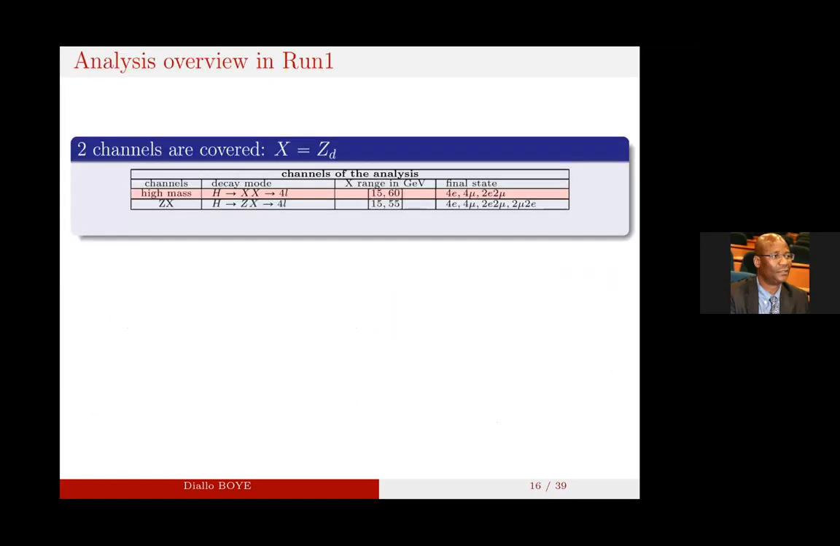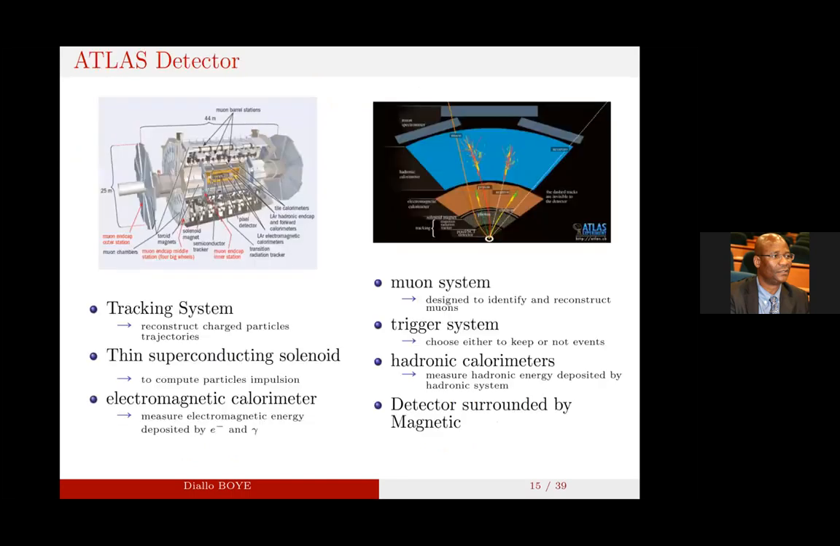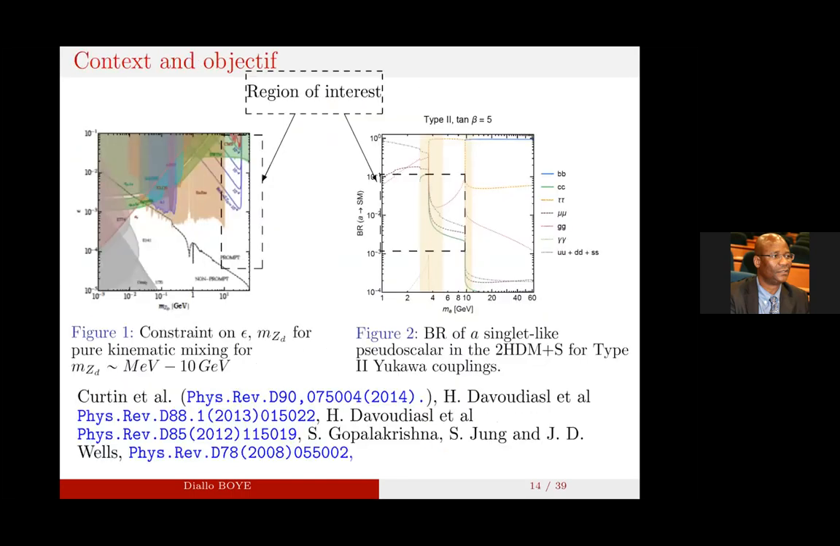So you see, Diallo, go back to that plot that you are showing now. You see this plot here, this epsilon, which is that kinetic mixing parameter between the two electromagnetic forces in the dark sector and in the standard model, which is controlled by epsilon here.